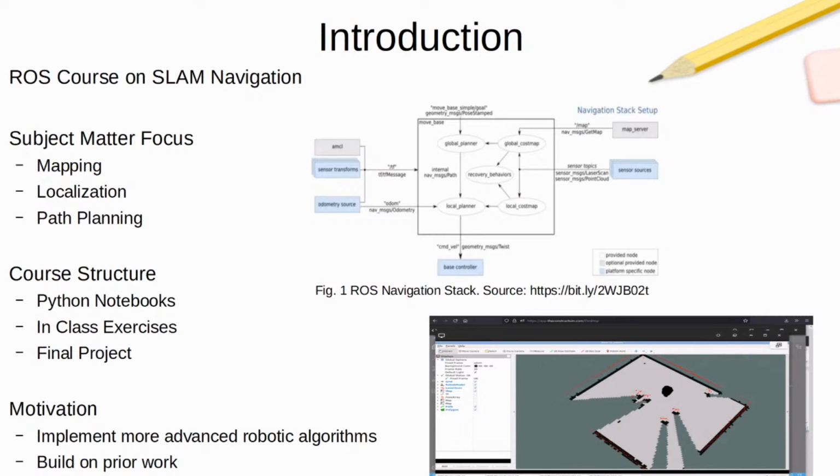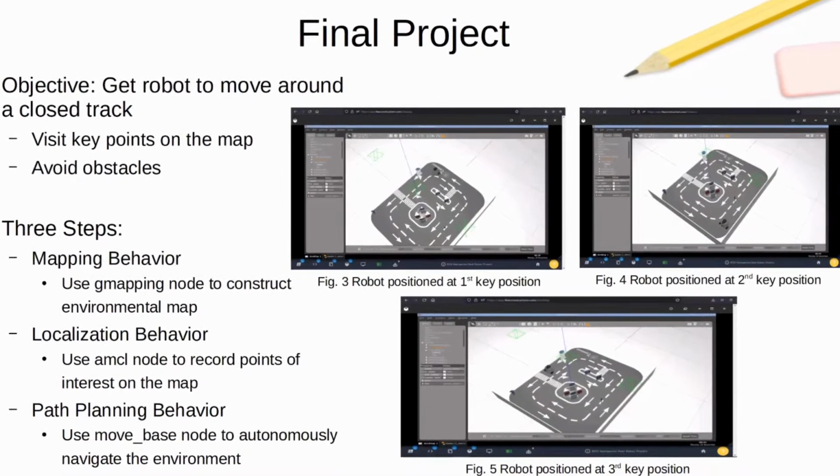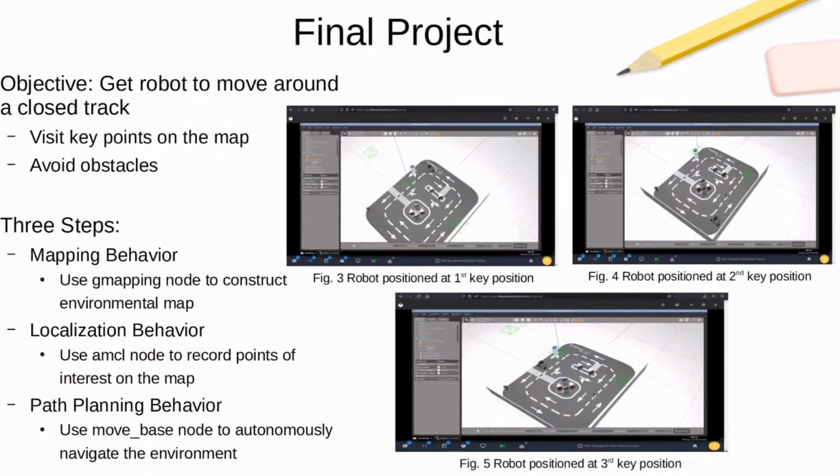For the final project here, we focused on getting the robot to move around the closed track. The main objective was to get the robot to visit key points, like corner one at the top of the map here, then corner two down here, and then the pedestrian point, right in front of the crosswalk.